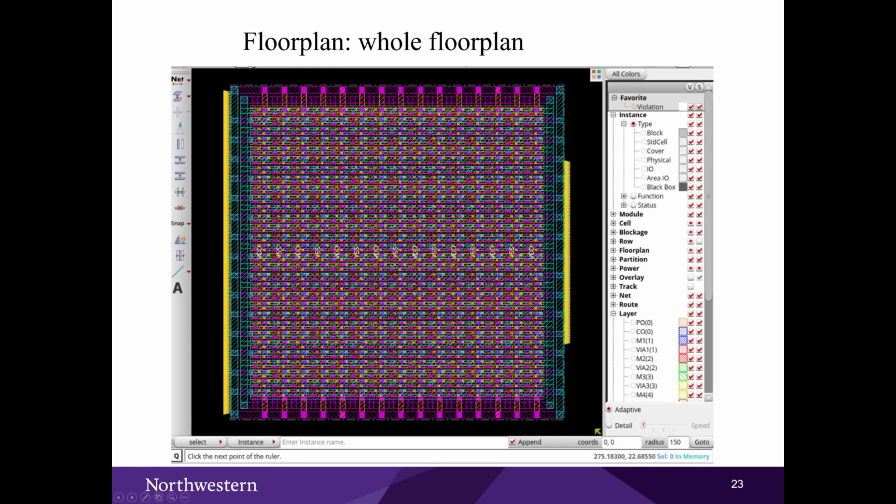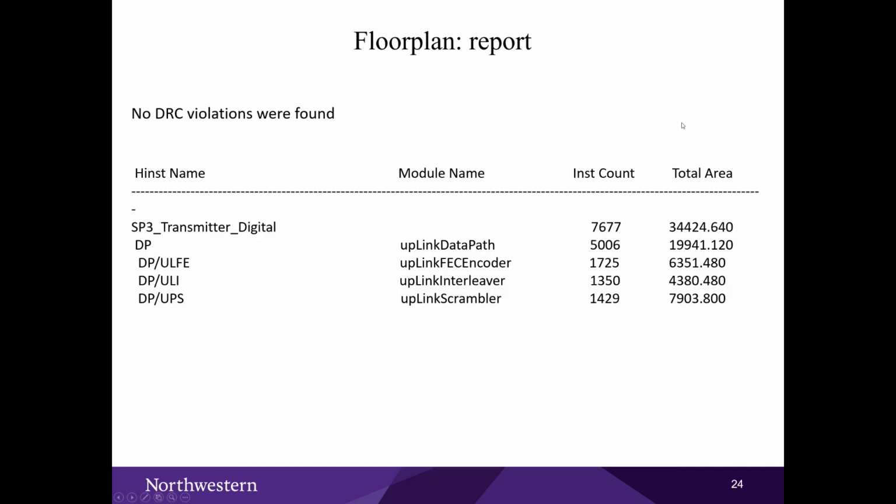So this is the last floor plan I got, and it just looks like that. And so we complete the floor plan step, and we got the report. This shows that we have no DRC violations, and the total area is 34,424 micrometers, just for the standard cells of the block. I think it's just similar to what we got after synthesis.